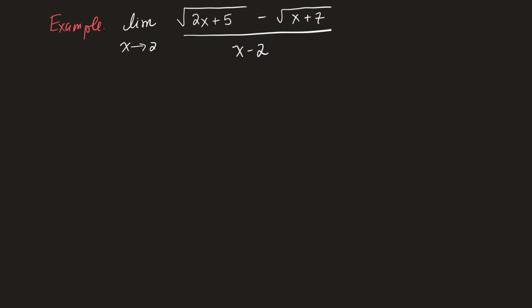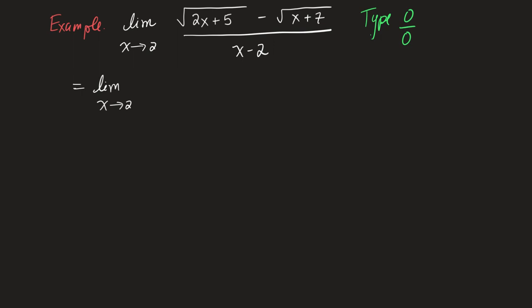So I can see that my type: numerator gives me 0, denominator gives me 0. So this is type 0 over 0, which is an indeterminate form, which means I must do something like algebra to get this in a form where I can evaluate the limit. So normally when we have roots, we probably want to try to rationalize.